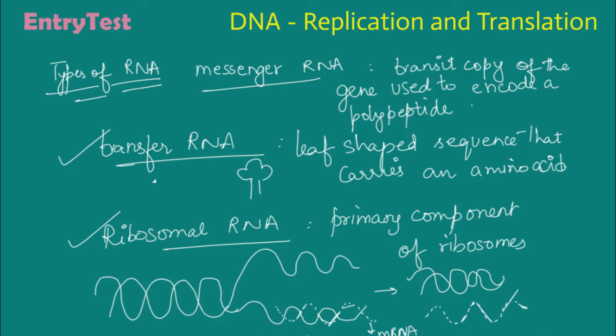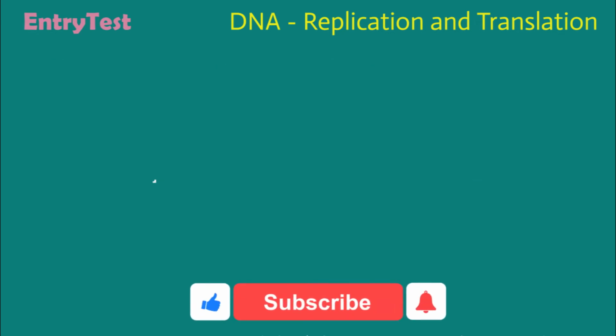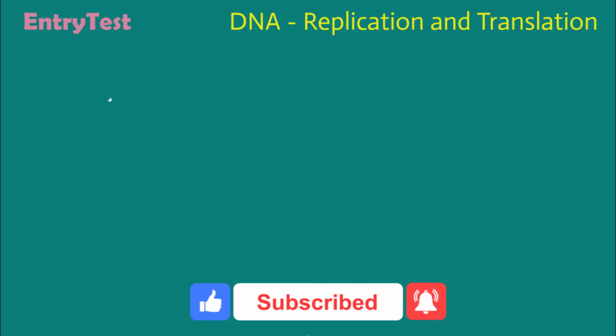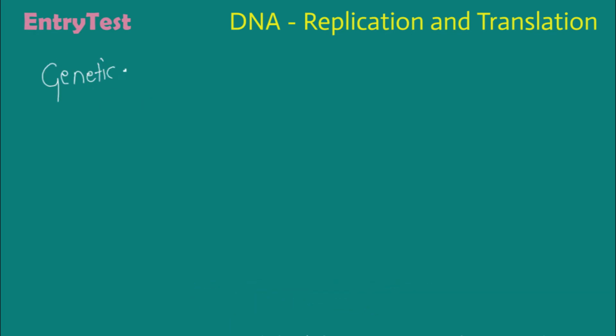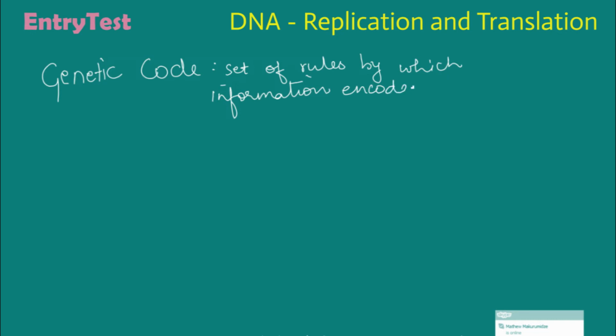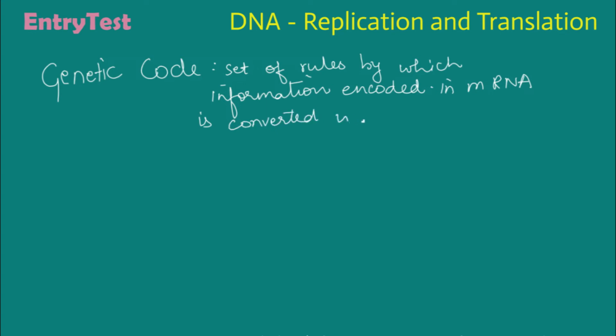So before going to translation, let us go ahead and describe the genetic code, which is often framed in terms of codons that are comprised of triplets of bases. So what is this genetic code? The genetic code is a set of rules by which information encoded in the mRNA, that means the messenger RNA, is converted into proteins. Proteins are nothing but sequences of amino acids made by living cells. So this process does not take place in dead cells.